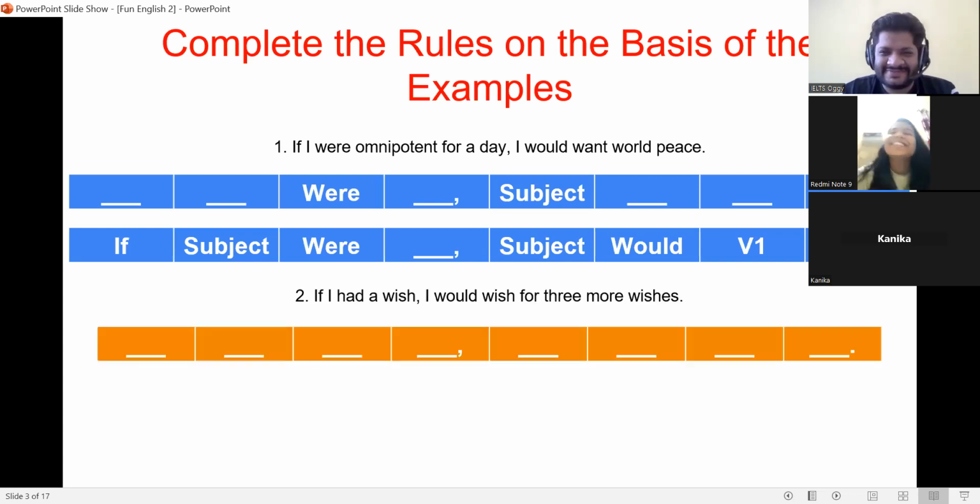Okay, now complete this rule based on this example. One we did for the one case, one we are doing for the other case. So if I had a wish, I'd wish for 3 more wishes.